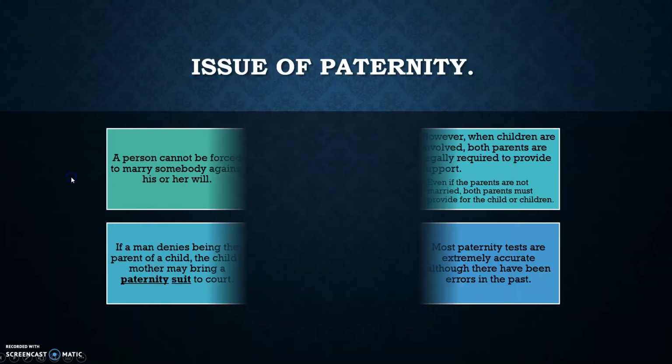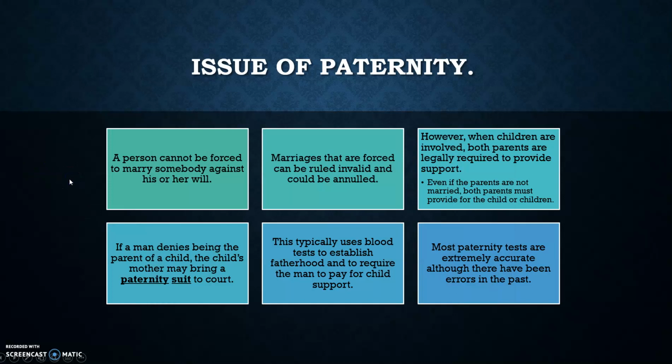Issue of paternity. A person cannot be forced to marry somebody against his or her will, right? We kind of talked about that previously with the law and marriages. Marriages that are forced can be ruled invalid and could be annulled. However, when children are involved, both parents are legally required to provide support, even if the parents are not married. Both parents must provide for the child or children.